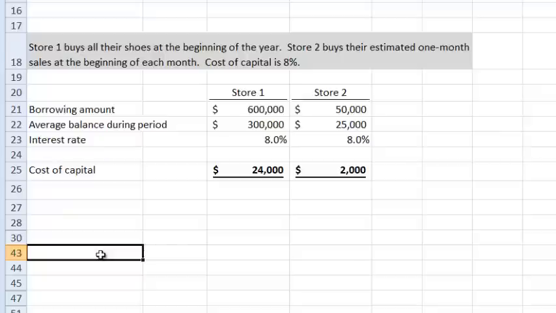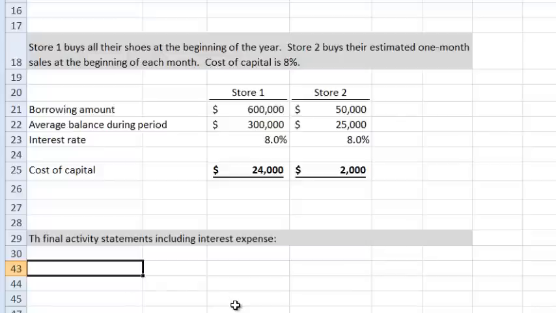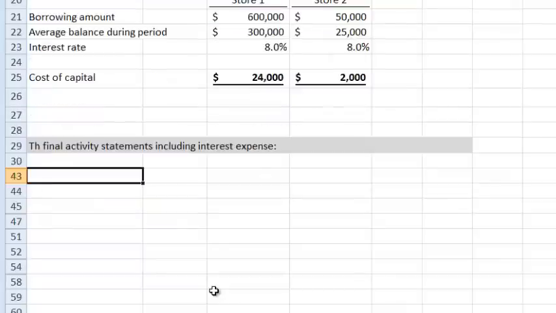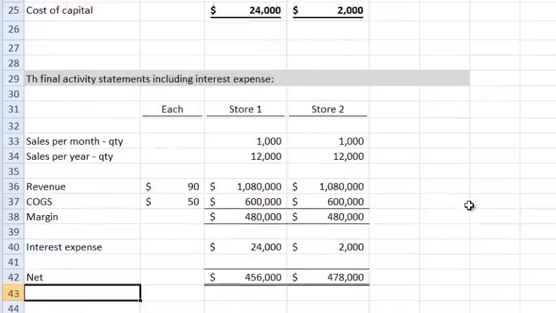Well, let's now factor this into their profit and loss statements. So the final activity statements, including interest expense, and I'm referring to this as an activity statement because of a class that I'm teaching in nonprofit financial reporting, and an activity statement is the term that we tend to use more often than an income statement or a profit and loss, but either is fine. So let's take a look at what this final activity statement looks like.